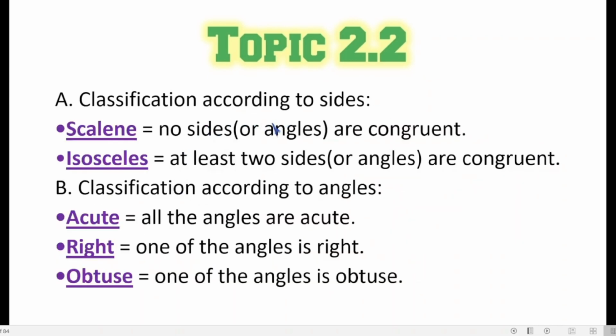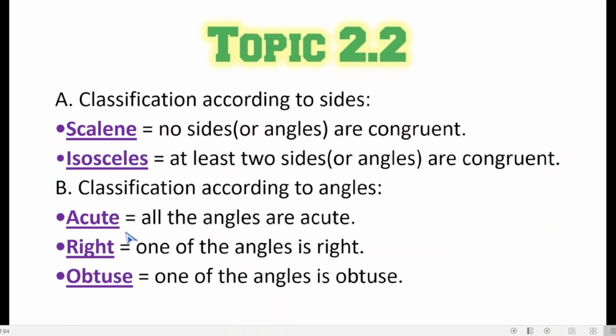Okay, for the next topic, we have the classification of triangles according to sides or angles. Scalene: what is scalene? No sides or angles are congruent. The three sides or the three angles are not the same in measure. Isosceles: we have at least two sides or two angles congruent. At least two. So what if three? Remember the previous topic, if three, then it's equilateral.